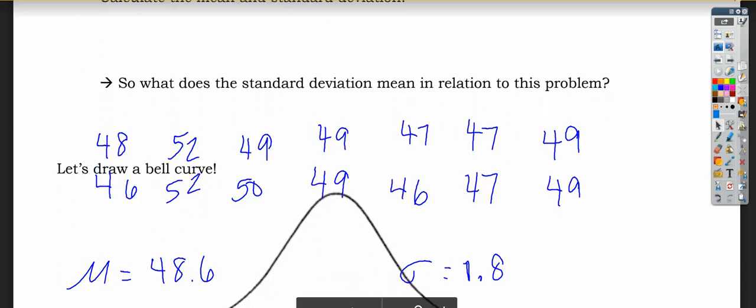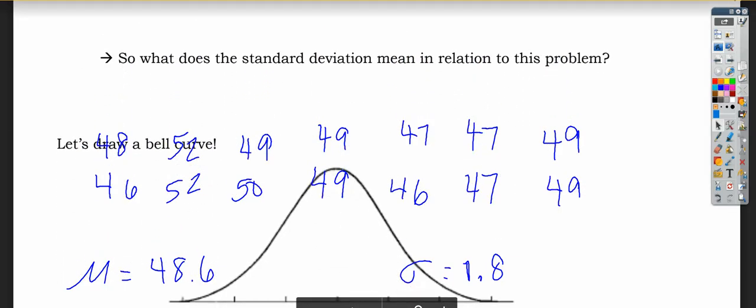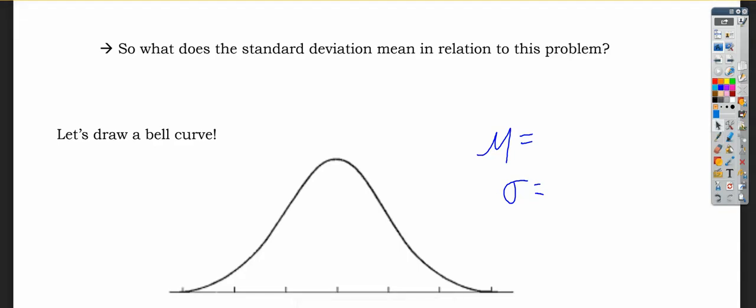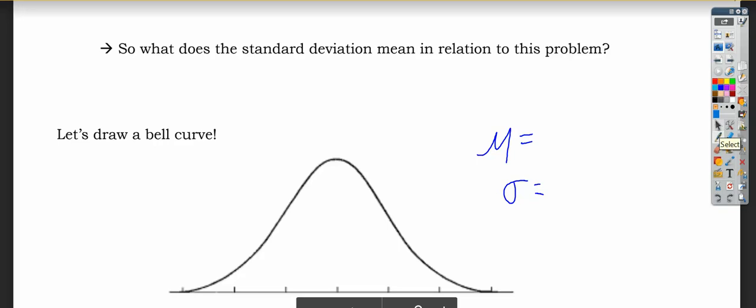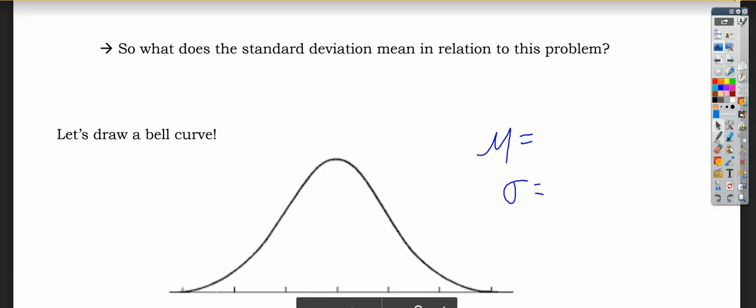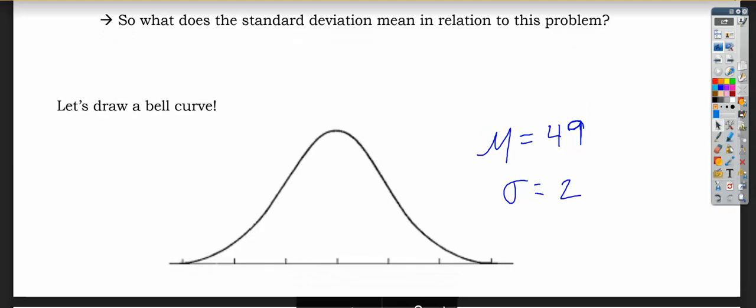Okay, so now I want to draw a bell curve. So I'm going to erase this, and we're going to round our mean and our standard deviation, because it's going to make our life 10,000 times easier. The mean was 48.6, so we're just going to round that to 49. And my standard deviation was 1.8, so I'm just going to round that to 2.